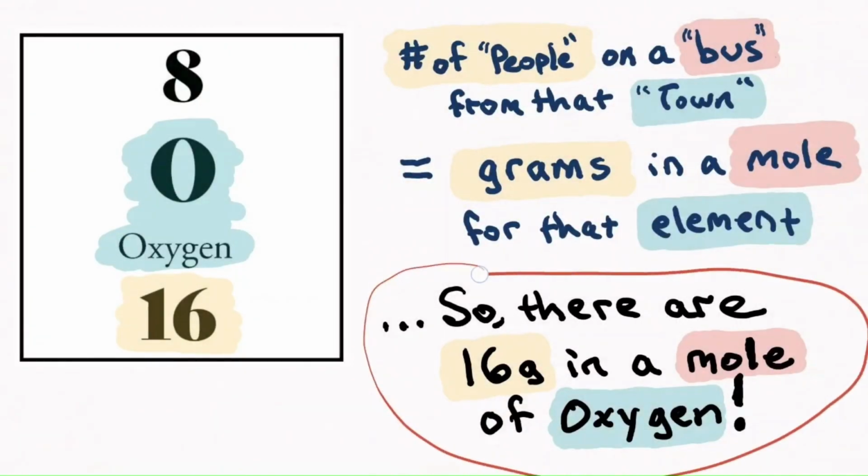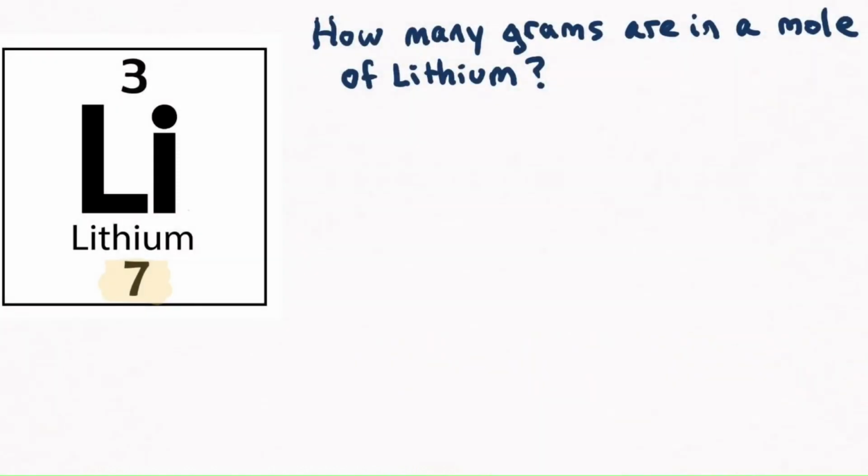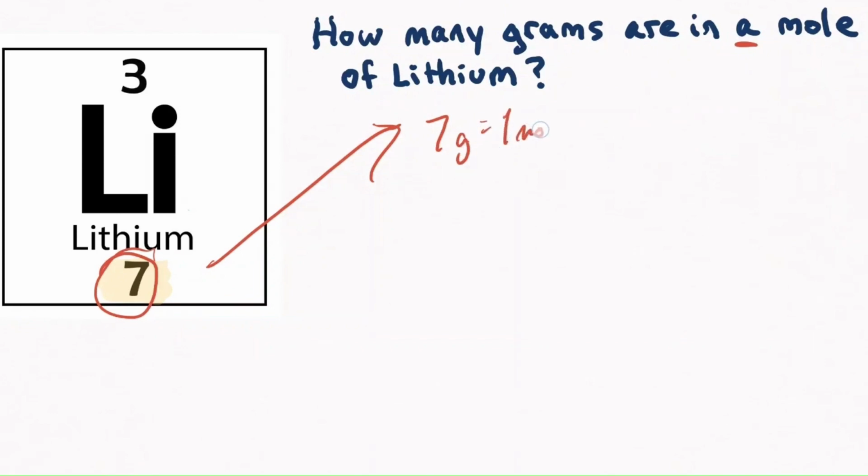So there are 16 grams in a mole of oxygen. There are 16 grams of oxygen in a mole of oxygen, to be specific. But, I mean, that's kind of a big duh. It's obvious, but to be specific. So how many grams are in a mole of lithium? Well, how many people can fit on a bus? 7. So how many grams are in a mole of lithium? 7 grams are in 1 mole of lithium.